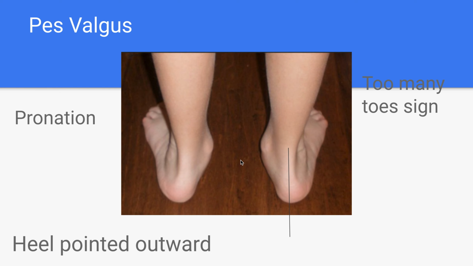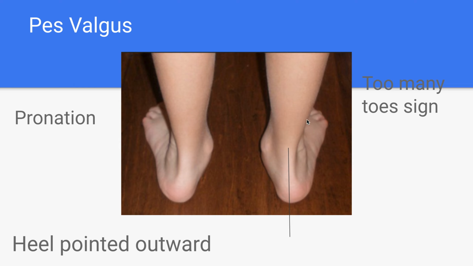Just to remind you, what's a pes valgus? Well, for valgus, I remember L for lateral. So this is when the heel of the foot is pointed laterally. So the heel is pointed outward or laterally, and it's easier to observe pes valgus when you can compare the heel of the foot to the tibia itself and to the lower leg. If the heel of the foot is pointed outwards, that is pes valgus.